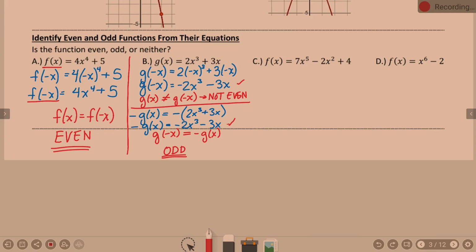Now, guess what? If it already failed the even test, if it failed the odd test, now where would we be at? We'd be at neither. So once it passes a test, you get to stop. But that's the process I take on these problems. And of course, I'm writing everything out. Obviously, some of this could be done in your head depending on how comfortable you are with it. But you're going to see me write everything out. Ready to try C?